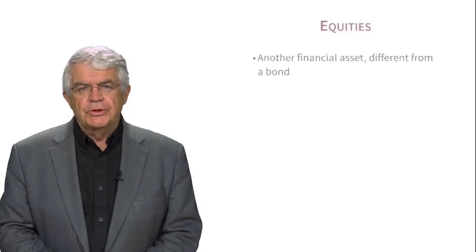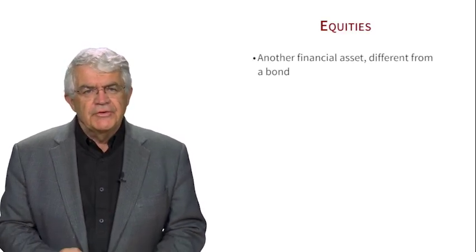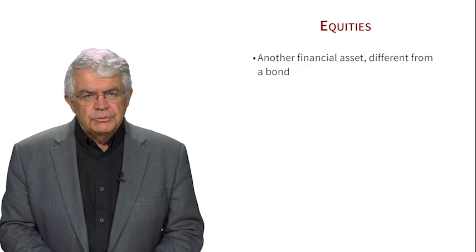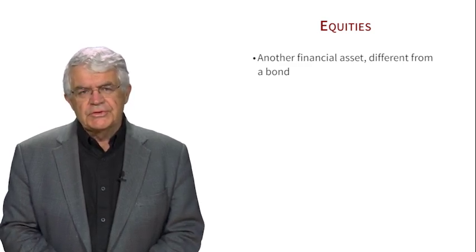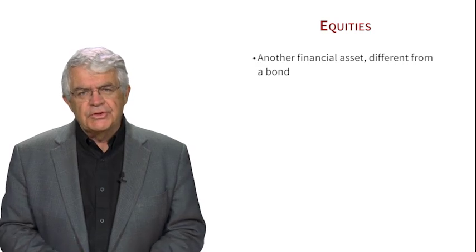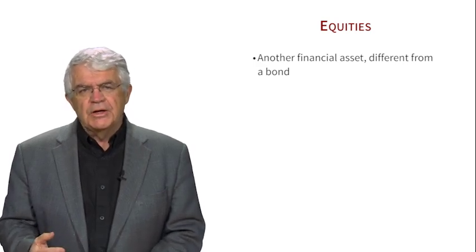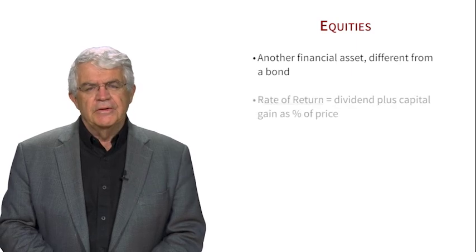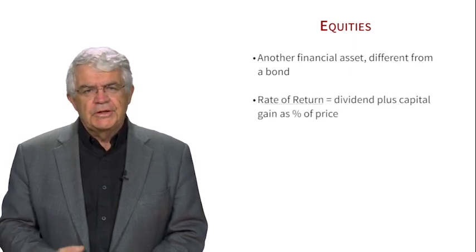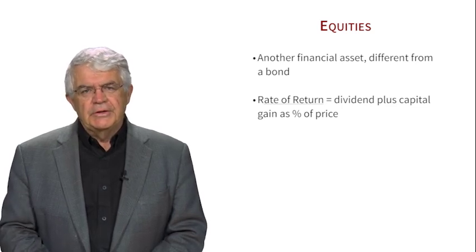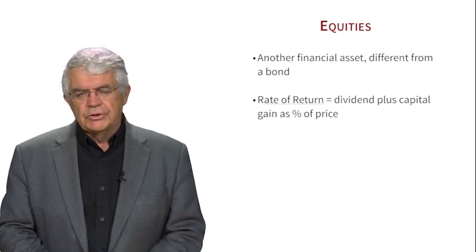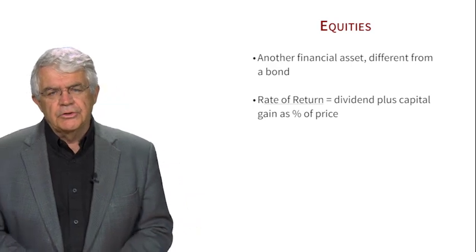In this lesson, we're going to consider another kind of financial capital, called equities or common stock. It's different from a bond, and we'll explain what that difference is in this lesson. The most important difference is that an equity or common stock pays a dividend rather than a coupon. It doesn't have a maturity date. It keeps going, and you get a dividend on this stock as long as you hold it.